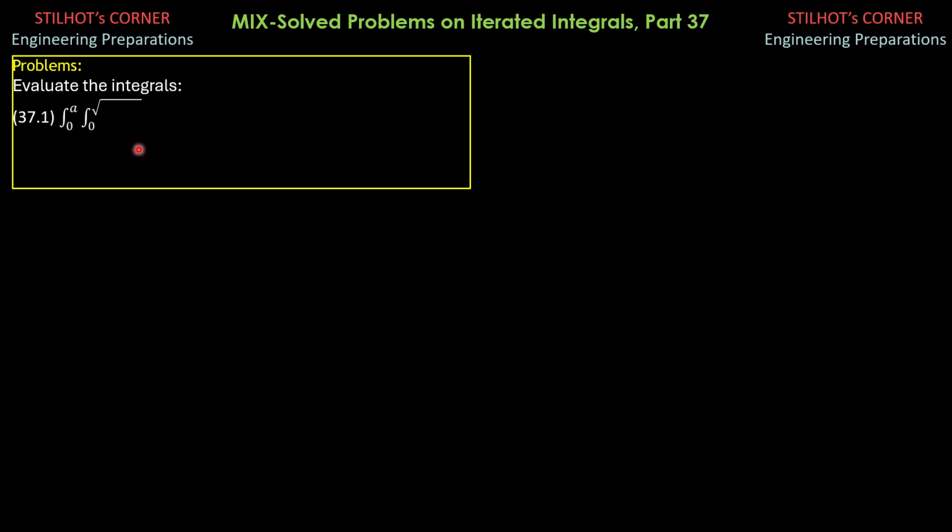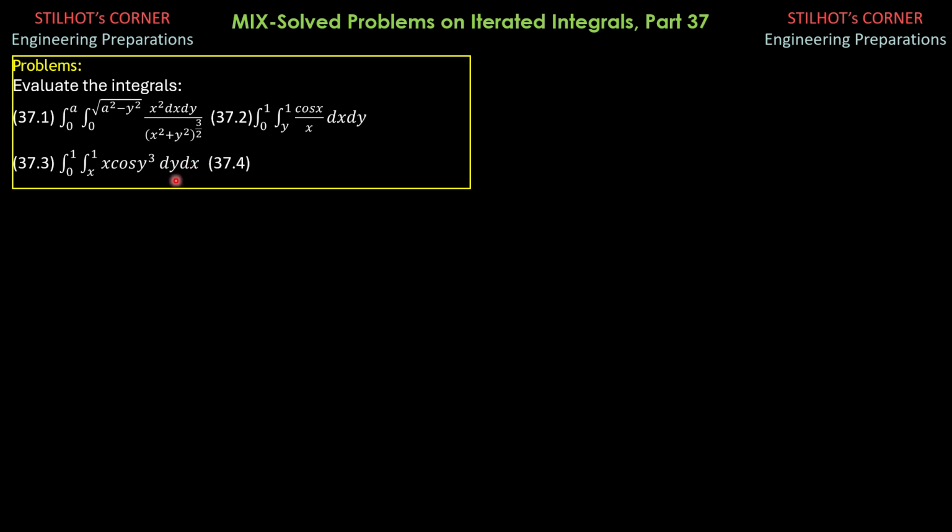Evaluate the integral from 0 to a, 0 to square root of a squared minus y squared, of x squared dx dy over the quantity x squared plus y squared raised to 3 halves. It's better to transform this integral into polar coordinates. So this is equated to 0 equals x, the lower limit here, and this is equated to x.